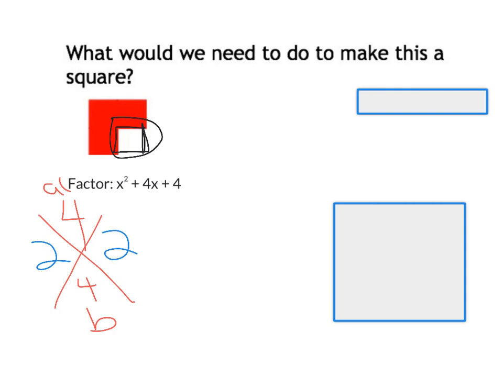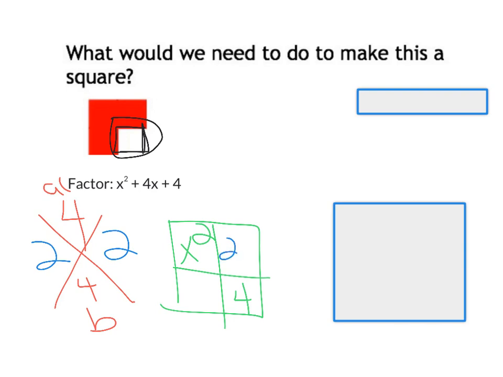Now I would use my area model to factor this. Remember, the top left square is our first term, x squared, and the bottom right square is our constant term, 4. The other two boxes are filled in with 2x and 2x, the two numbers that we found in our diamond.